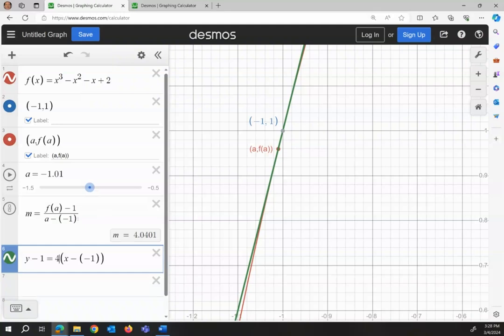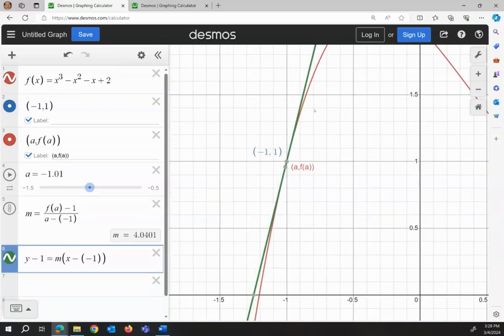And that is the general idea of calculus, trying to find these tangent lines, namely the slope of that tangent line.